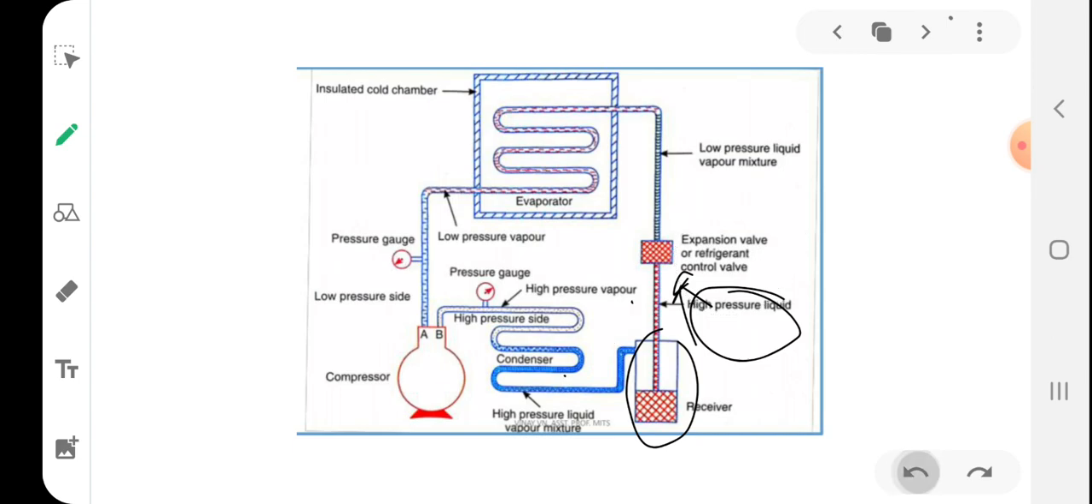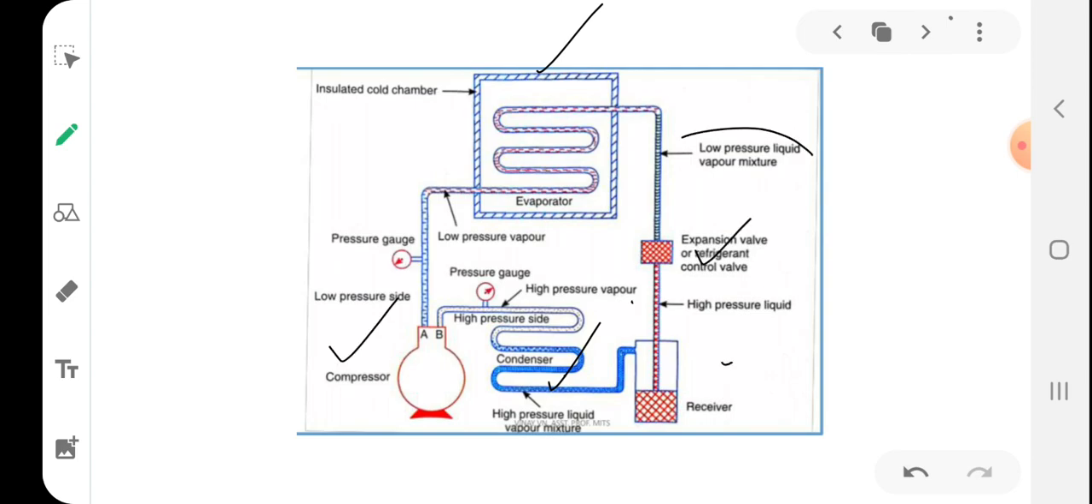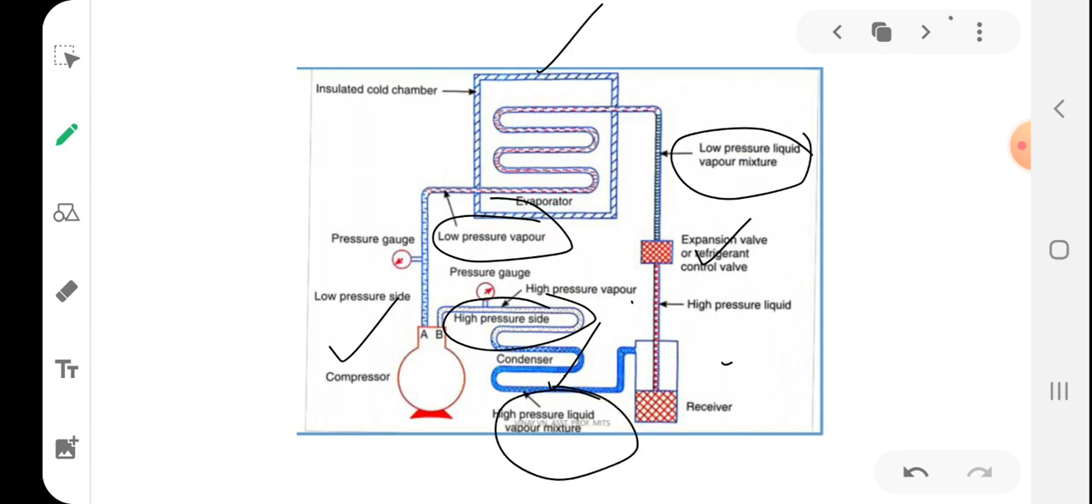So this is the working of the vapor compression refrigeration system. Here evaporation takes place, here condensation takes place, here compression, expansion. In the evaporator, low pressure liquid vapor mixture gets converted to low pressure vapor. In the compressor, low pressure vapor becomes high pressure vapor. In the condenser, high pressure vapor becomes a high pressure liquid vapor mixture, which then gets converted to high pressure liquid. In the expansion valve, high pressure liquid gets converted into low pressure liquid vapor mixture again. So this process continues.